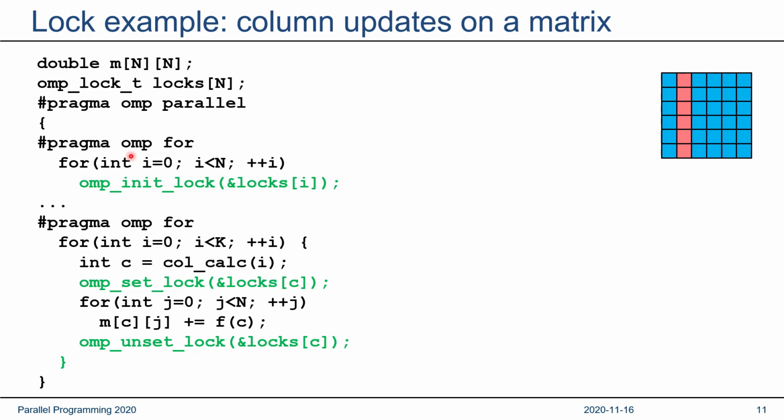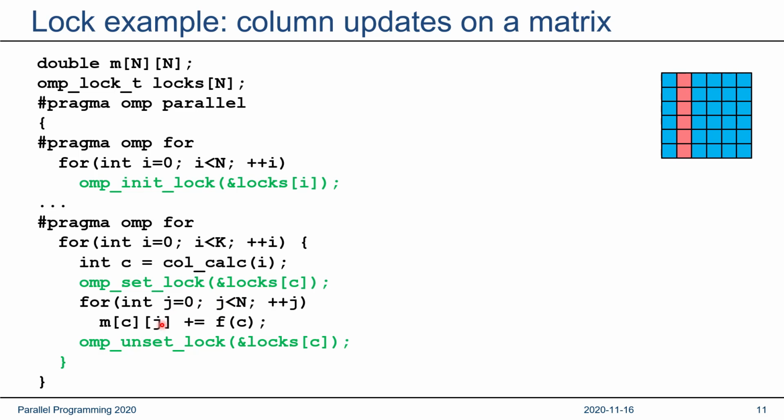Now, within the parallel region, the first thing we do is initialize all the locks, with a loop over all n locks, calling omp_init_lock with the address of each individual lock. Then in the actual work loop, which is a work-shared for loop, we go from 0 to k. We first calculate something from a function called calc, and this result c is then fed into a function f, and the value that function f delivers is used to update a column of the matrix. The loop over j from 0 to n updates the complete column.